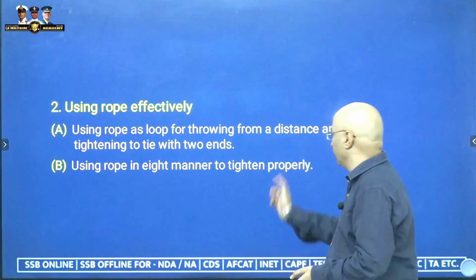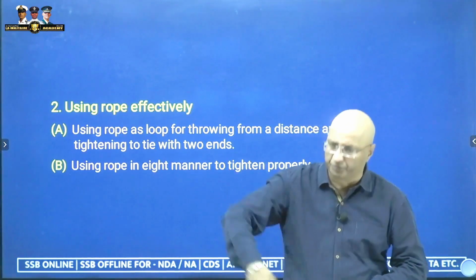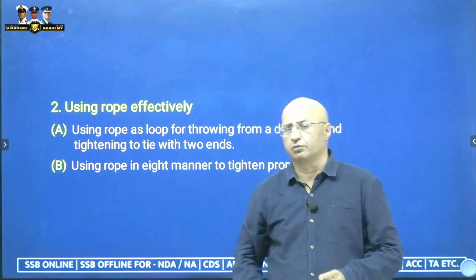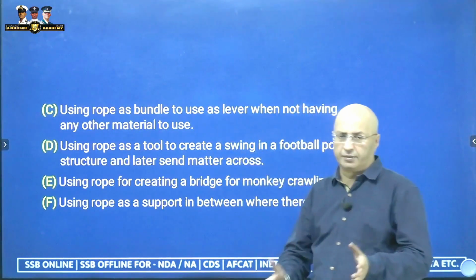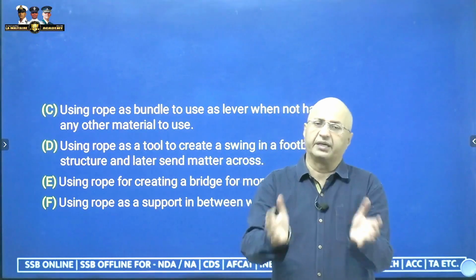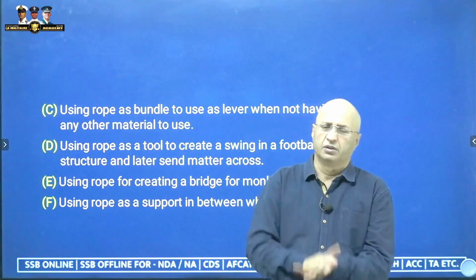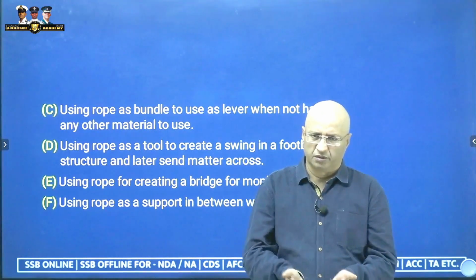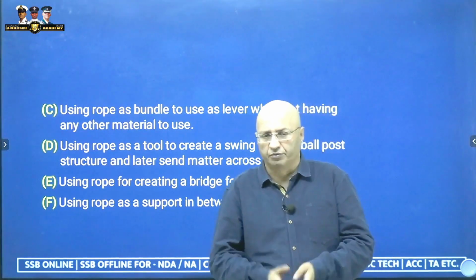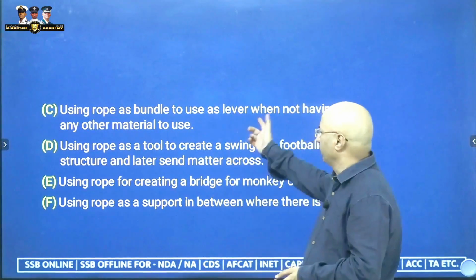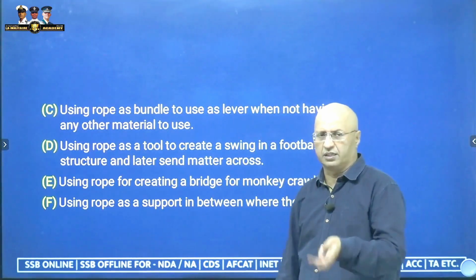So using rope in an 8 manner. 8 manner means I'll take it from one place, put it this way, and then from the other place and this way, tighten it more. We'll learn this. Using rope as a bundle also. Sometimes we can put the rope, make it a bundle, and use it as a lever. Lever means something to make a thing higher. Like we use in simple machines, we try to put it up, we change the force direction. Same thing, we can use that. We will teach you this lever technique also, because that is the third technique.